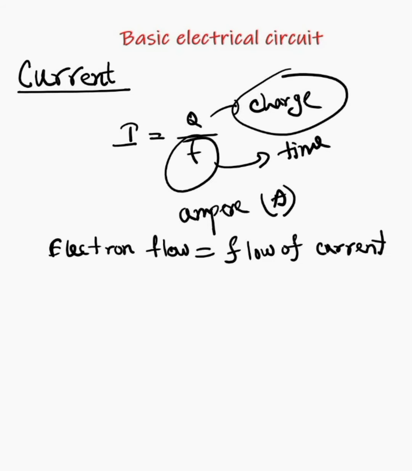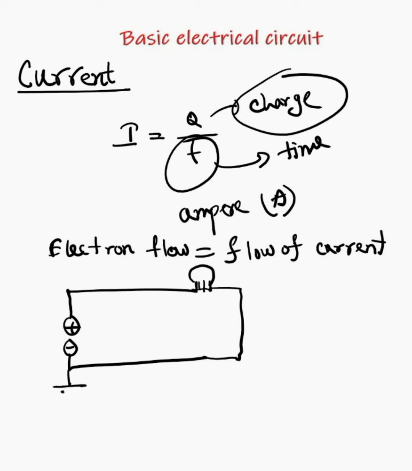Let's draw a circuit. A battery with positive and negative sides connected with a wire. Here is a bulb and the circuit is grounded. We know electrons flow from negative to positive, the same as current.